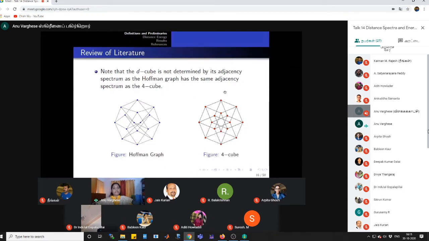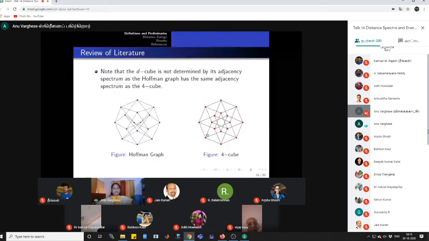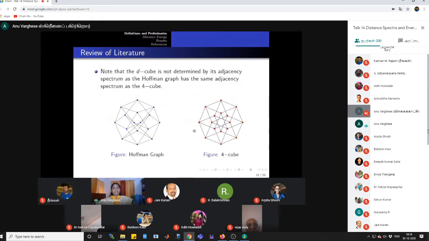But in the case of the adjacency spectrum, this is the 4-cube, when d equals 4. The 4-cube is this graph, and this is the Hoffman graph. It is easy to prove that these two graphs are non-isomorphic, but these two graphs have the same adjacency spectrum. But we have already said that the hypercube is determined by its distance spectrum. So the d-cube is not determined by its adjacency spectrum, but it is determined by its distance spectrum.